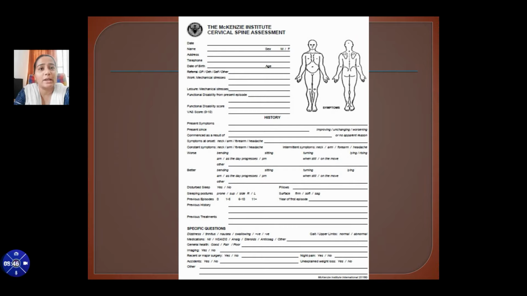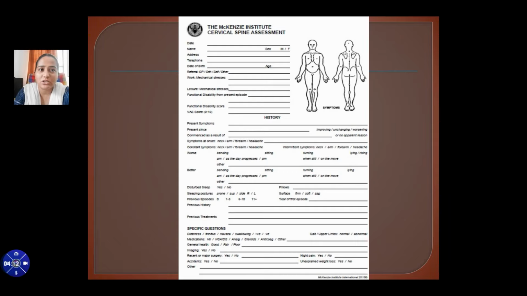If the patient is involved in any kind of leisure activity which puts additional strain on the neck, then that can be written over here. Next is the functional disability from the present episode of neck pain. If the patient is not able to perform some function because of the neck pain, then you can mention it there.